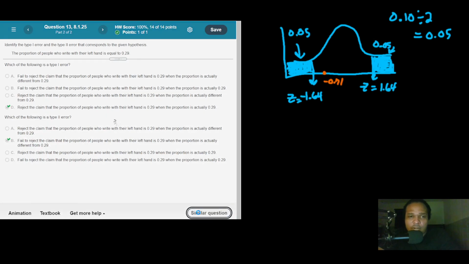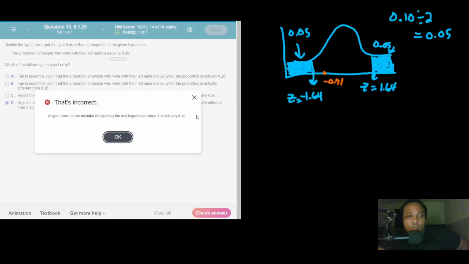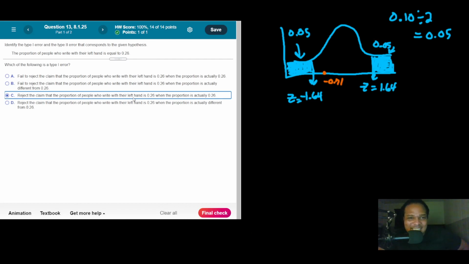Okay, the type 1 error and type 2 error stuff. So it says, which of the following is a type 1 error? The type 1 error is when you reject. Okay, so it's not going to be A or B. It's when you reject and then something else happens. So we're going to reject the claim. So these two portions are identical. When you reject the claim, you're saying that there is enough evidence to support that claim, right? Normally, but with type 1 error, actually that thing is different than what their claim is. So that's what type 1 is.